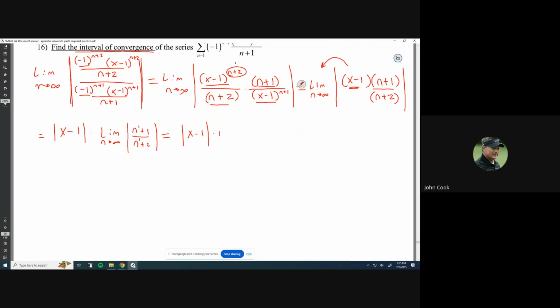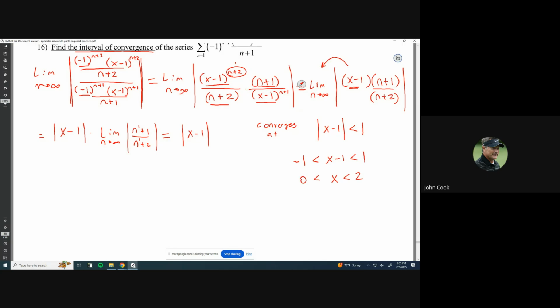Okay, now to make this thing convergent, I need to make sure that it converges when the absolute value of x minus 1 is less than 1. So I'd get rid of the absolute value there. So I get negative 1 is less than x minus 1, which is less than 1. Then add 1 to both sides. So I know that x has to be less than 2 and it needs to be greater than 0.